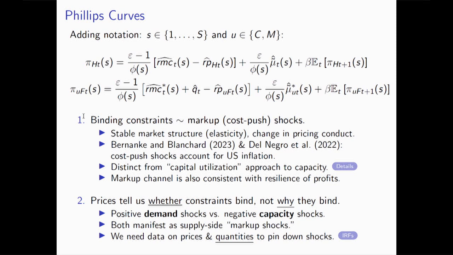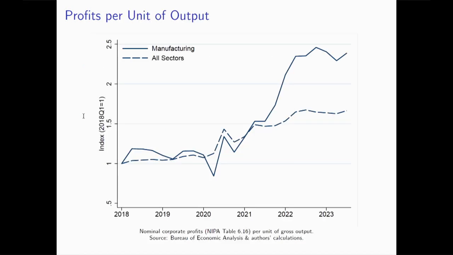One consequence of this framework is that because you are jacking up the prices and you don't face any trade-off between price and quantities, the profits per unit of output are going to go to the roof. And this is something that we have seen in the data. If you focus on manufacturing, which is our proxy for goods sectors, the profits have gone to the roof. And that's consistent with our framework.